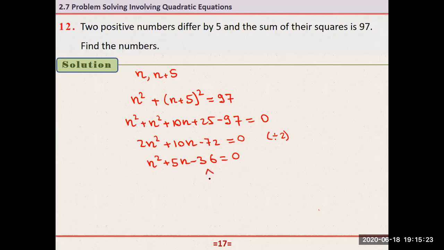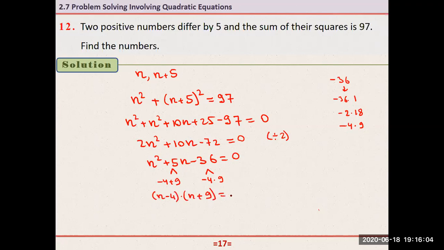By factorization, as you see here, the coefficient of n squared is 1. So we try to find two numbers whose product is negative 36 and their sum is 5. So if you just try here 36, right? Minus 36, I can write it as minus 36 times 1, or negative 2 times 18. No, negative 4 times 9. As you see here, the sum is positive 5. So we can write it as negative 4 times 9, and this equals negative 4 plus 9. So we can factorize it as n minus 4 times n plus 9.